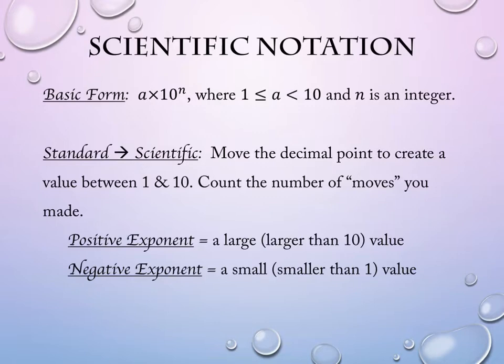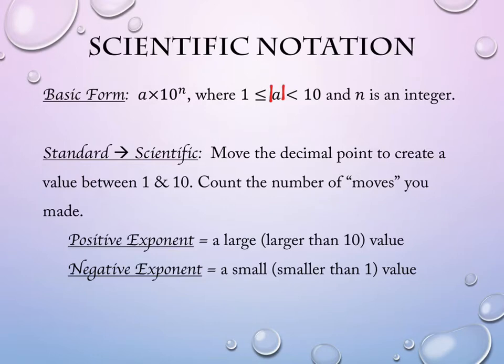The basic form of scientific notation is a times 10 to the n, where a is between 1 and 10. There should actually be some absolute value signs here, so a could technically be negative. For the purposes of what we actually do with scientific notation, that's pretty uncommon, but it could be. It's important that n is an integer. So positive or negative, but whole numbers, right? Positive or negative whole numbers.